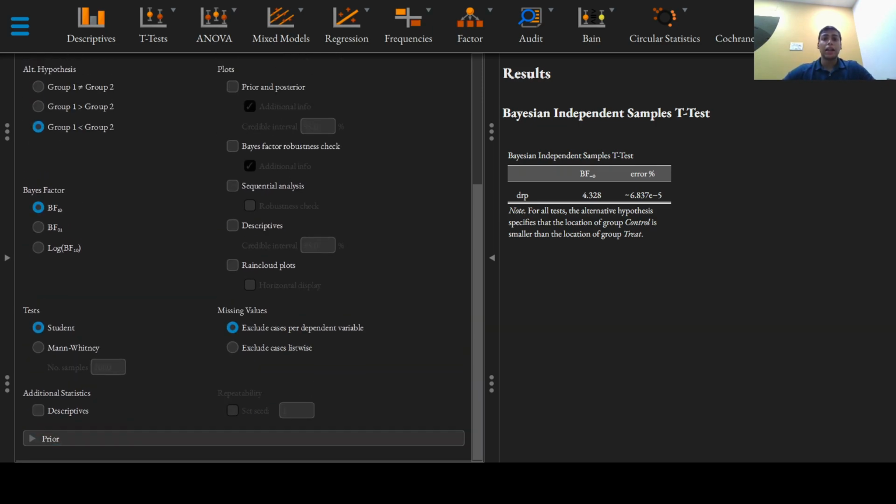The prior and posterior option displays the prior and posterior distribution of the effect size. The Bayes factor robustness check displays the Bayes factor as a function of the width of the Cauchy prior on effect size. The sequential analysis displays the development of the Bayes factor as the data come in using the user-defined prior of 0.707.